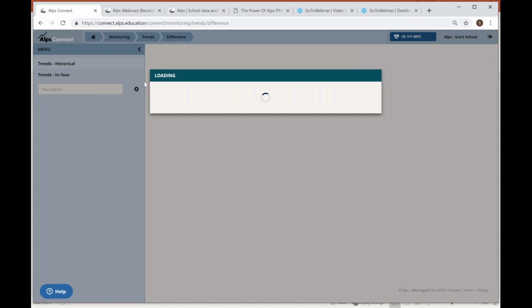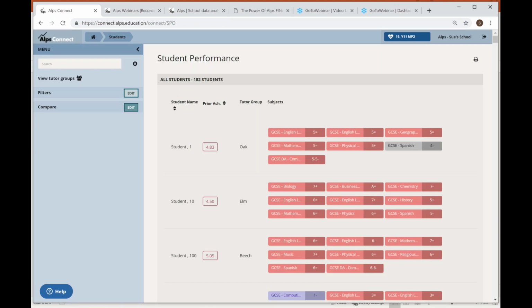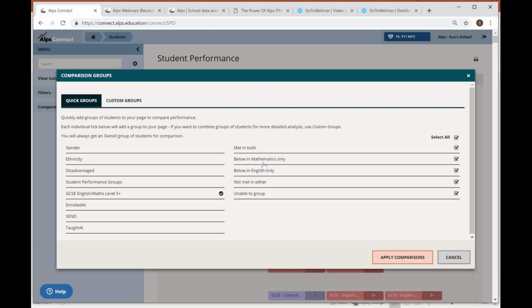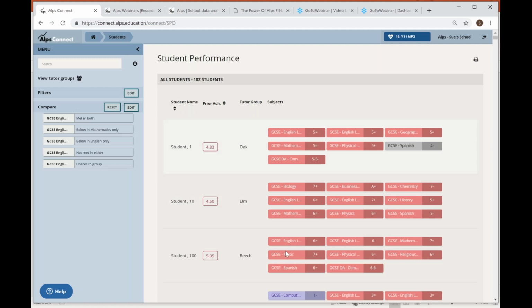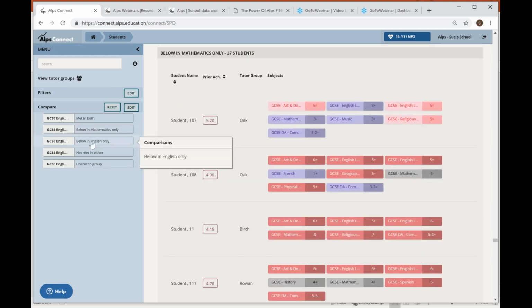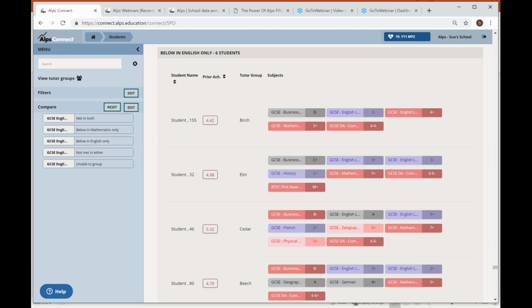the student overview. So what we've got here is a little comparison tool that allows you to look at English and maths, met in both, below in maths, etc., etc. If I apply those, then I've immediately got my groupings here. So below in maths, there we go. Below in English, I've got 6 students.